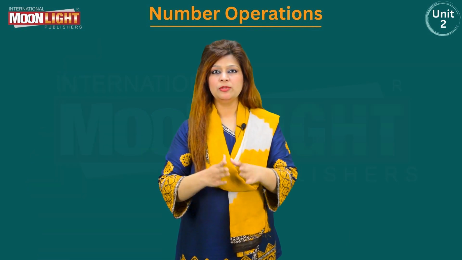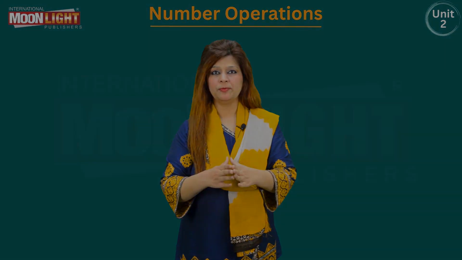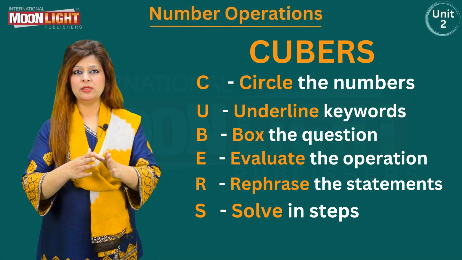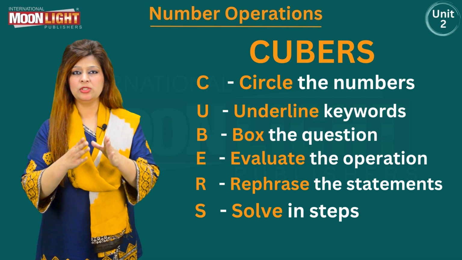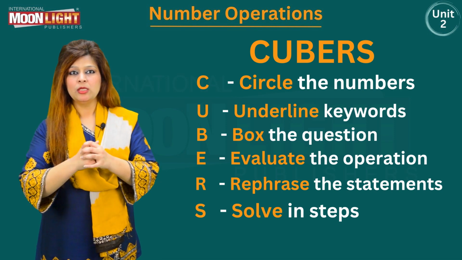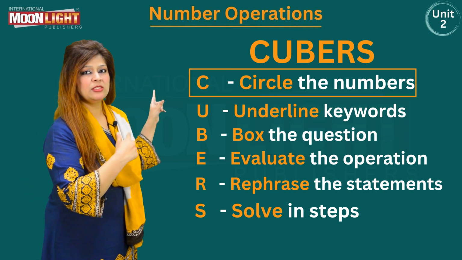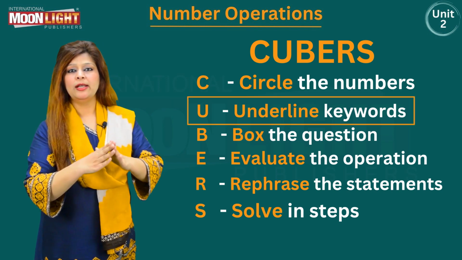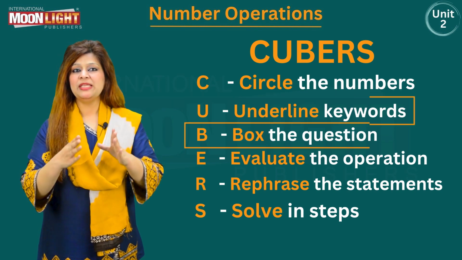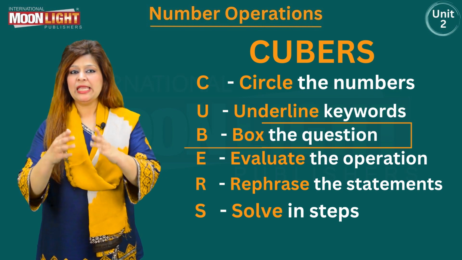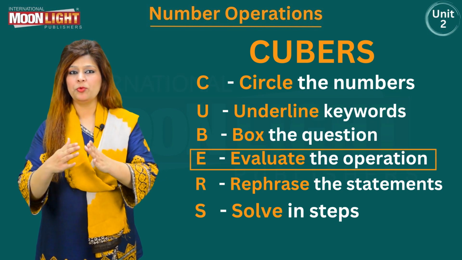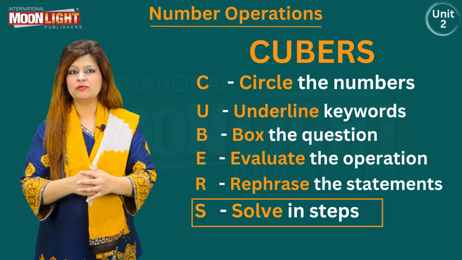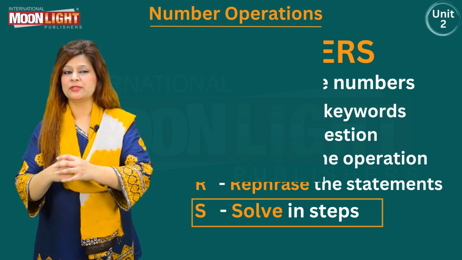Now I'm going to tell you the steps to solve the word problem. These steps are CUBERS. Do remember these steps according to this word, CUBERS. C stands for circle the numbers. U stands for underline the keywords. B stands for box the question. E stands for evaluate the operation. R stands for rephrase the statements. S stands for solve in steps.